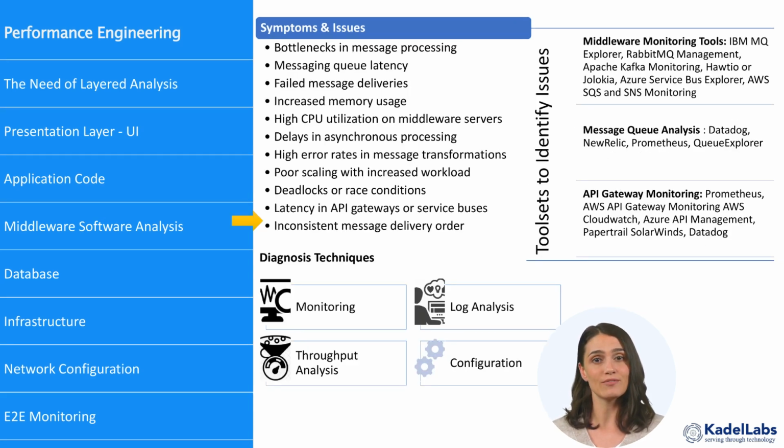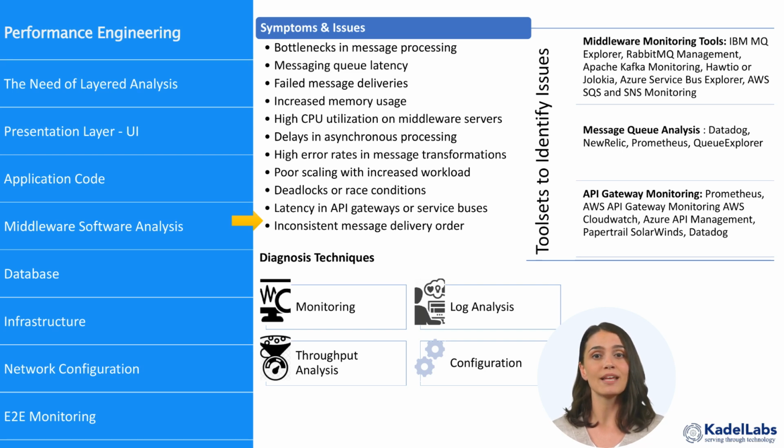Now, let's shift our focus to middleware. Middleware performance problems can appear in different forms, such as delays in messaging queues, failed message deliveries, or increased memory and CPU usage. Other signs include delays in asynchronous processing and high error rates during message transformations, which may indicate issues with the conversion processes within the middleware.